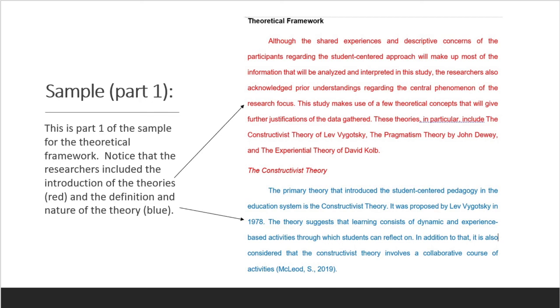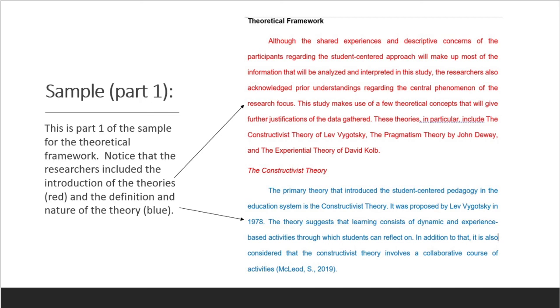This study makes use of a few theoretical concepts that will give further justifications of the data gathered. These theories in particular include, and then what are the theories? In this case, they used three: the constructivist theory of Lev Vygotsky, the pragmatism theory of John Dewey, and the experiential theory of David Kolb. So for the purpose of this sample, I just included the constructivist theory because it's the same thing.